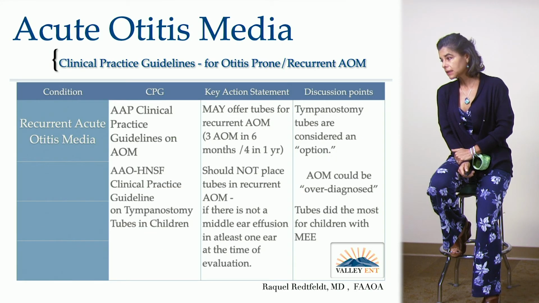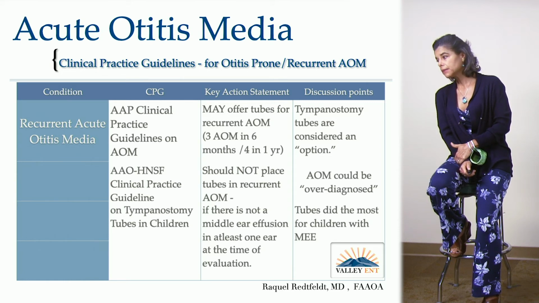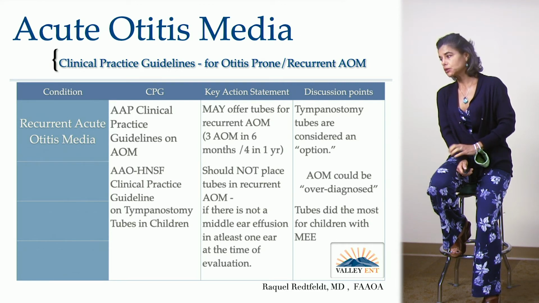The clinical practice guidelines from the Academy of Pediatrics and the ENT Academy agreed that otitis prone is 3 or more infections in 6 months, or 4 in a year, and that those children should at least be seen by ENT, that ear tubes are an option, and the language is very gentle on recommending ear tubes. Part of that is that we've got this big overdiagnosis problem. And so it's an option.